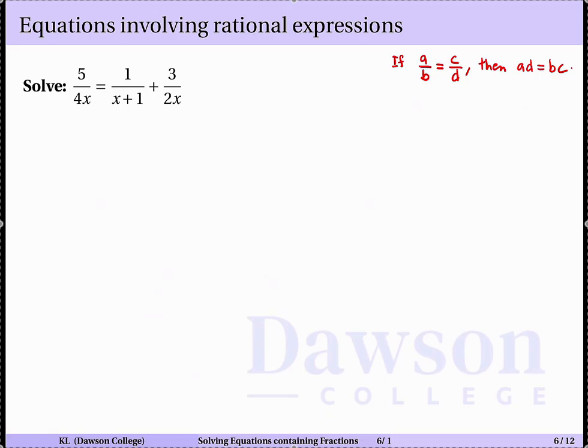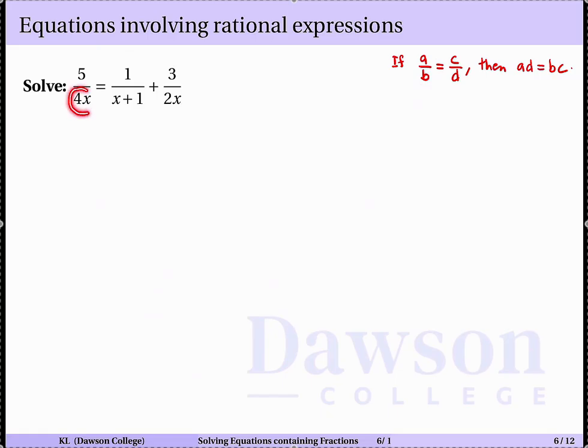So this is the method that we are going to use for this example. Of course, before we do that, we have to make sure that we have one fraction equals another fraction. So for that, what we're going to do is bring this to the other side, because the denominator of this one is 2x, the other one is 4x. We can easily change the denominator of this into the same denominator of this.